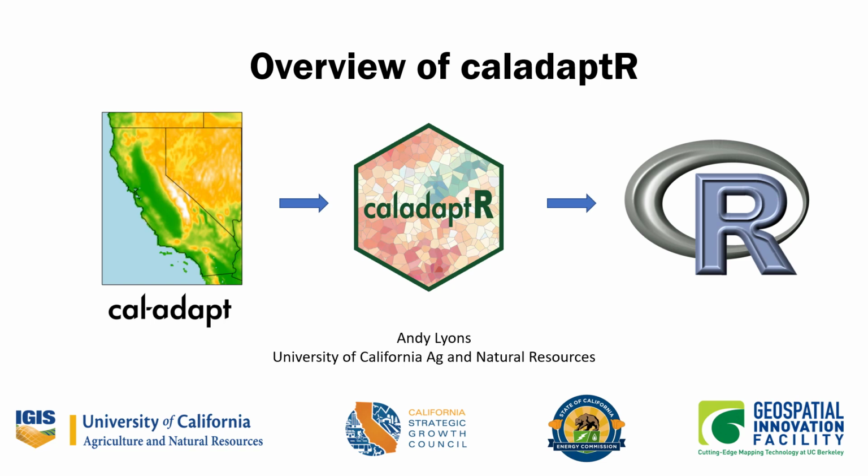In one sentence, CalAdaptR is a package or extension for the statistical programming environment R that provides functions to import climate data from CalAdapt directly into R using the CalAdapt API. CalAdapt, of course, is a website and data portal for downscaled climate data for California, Nevada, and neighboring areas in the Western USA.